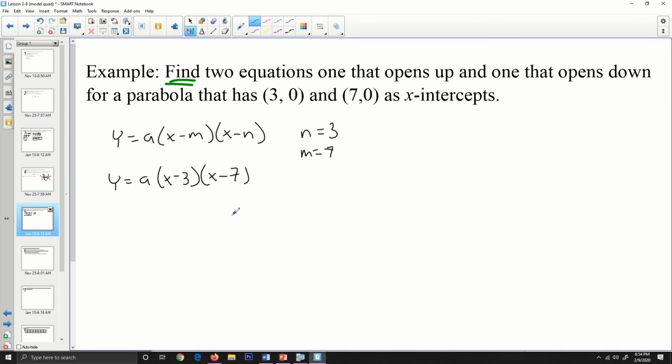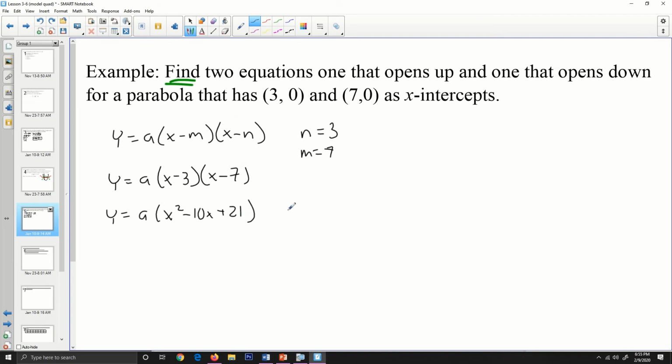When I multiply these two things out, I'll get y equals a times x squared minus 10x plus 21. Because x times x is x squared, x times -7 is -7x, 3 times x is -3x, plus the -7x gives me the -10x, and then negative times negative is positive, 3 times 7 is 21.